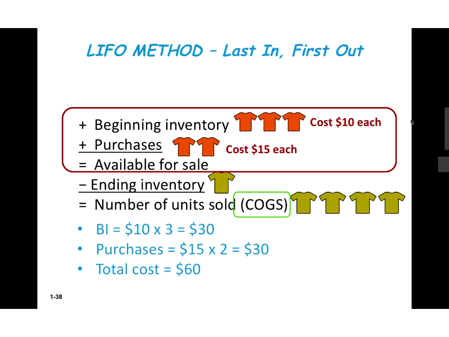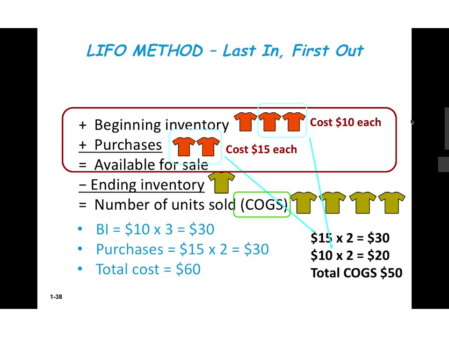First thing with LIFO is, again, we know that our total cost available for sale is $60. Our cost of goods sold, LIFO means these are the most recent units. So we're going to have 2 of the purchased t-shirts at 15. And then since we have 4 units sold, we're also going to take 2 of the beginning inventory at 10. So our total cost of goods sold under LIFO is going to be $50.